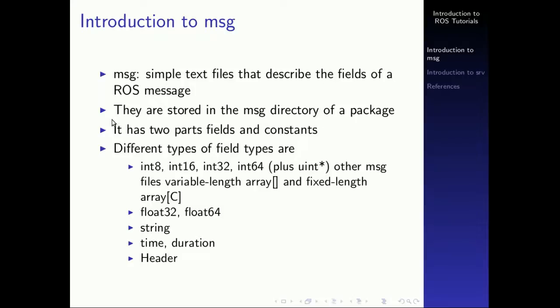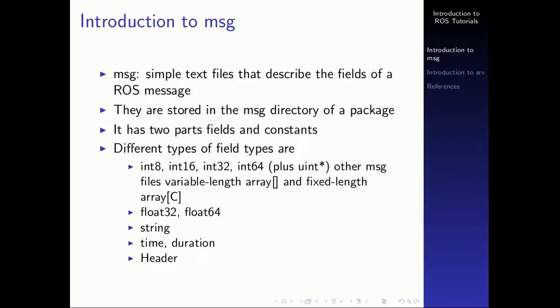There are two parts to a .msg file: fields and constants. Fields are the data that is sent inside the message, and constants define the useful values that can be used to interpret those fields. MSG files are used to generate source code for messages in different languages.